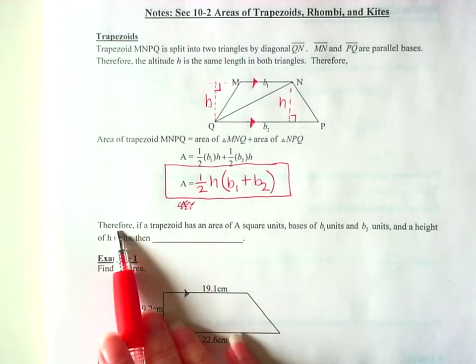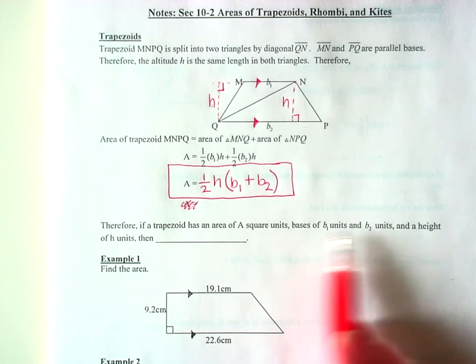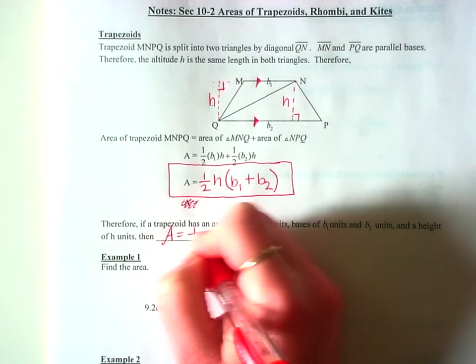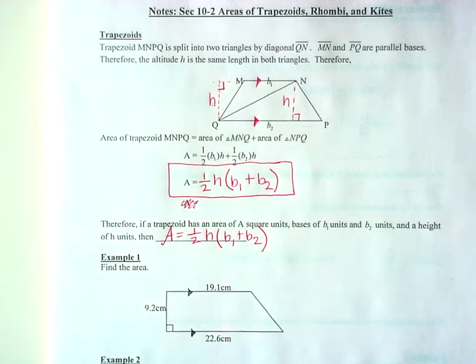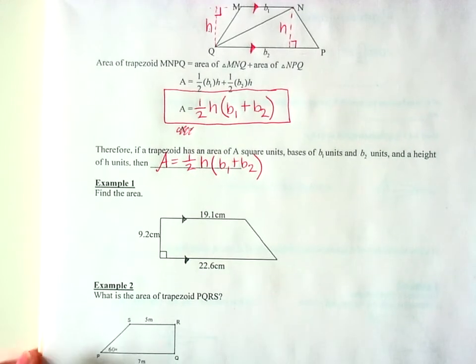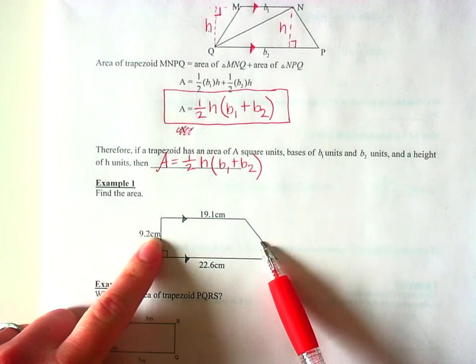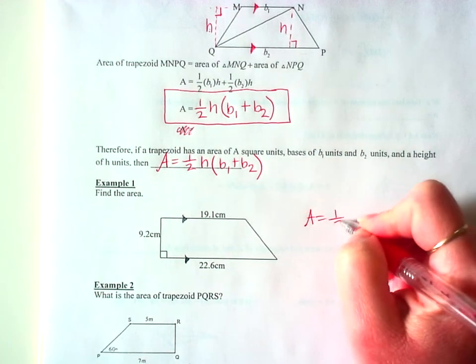Okay? So it says, therefore, if a trapezoid has an area that we're calling A, bases called B1 and B2, and a height called H, then area is going to be 1/2 the height times base 1 plus base 2. That is your official formula for a trapezoid. So let's try to use that. On example 1, we have a trapezoid. I know it's a trapezoid because it has one set of parallel bases, and then it's got two legs that are not parallel. So I'm going to use my formula.